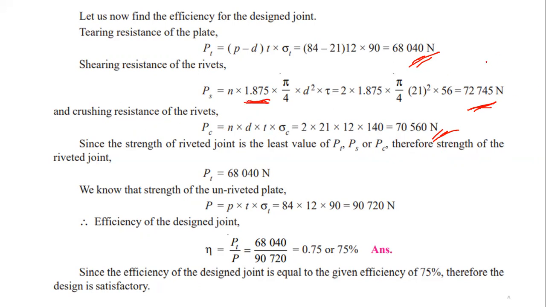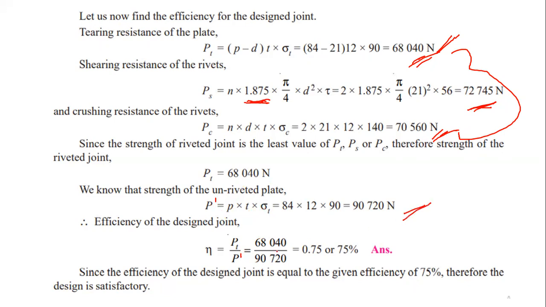From these three values, you have to identify the least value of PT, PS, PC. The least value is 68,040. So the riveted joint may fail due to tearing of the plate across the row of rivets. Now you have to determine P dash, the strength of the unriveted plate. P dash equal to P into T into sigma T. P is the pitch, T is the thickness of the plate, sigma T is the tensile stress.